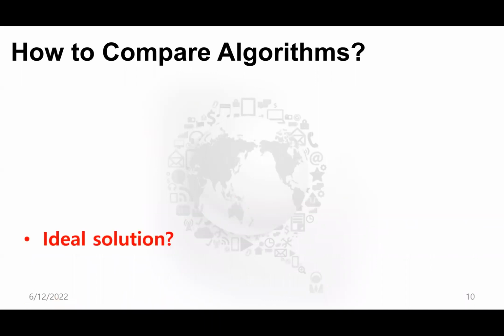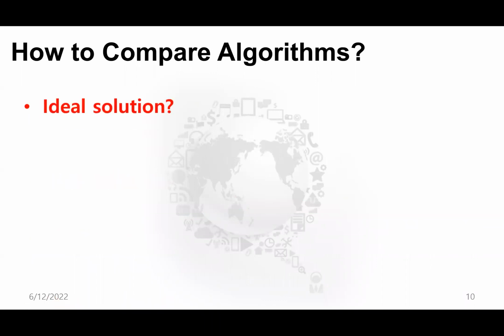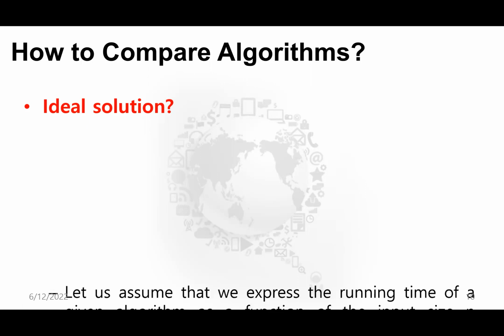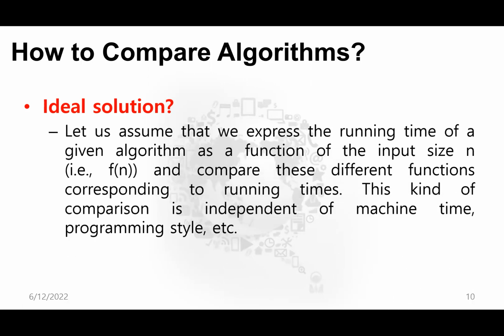Now, okay, so what do we have as an ideal solution? What is the method that we are going to use to compare the algorithms? Okay, so let's look at this. Assume that we want to express the running time of our algorithm as a function with respect to our input size n of the data that we are going to process. Let's say we call it f(n). And we want to compare these different functions of the running times.